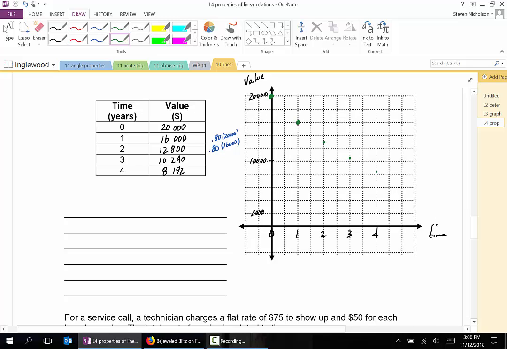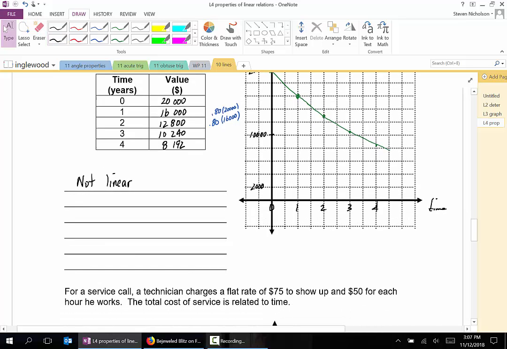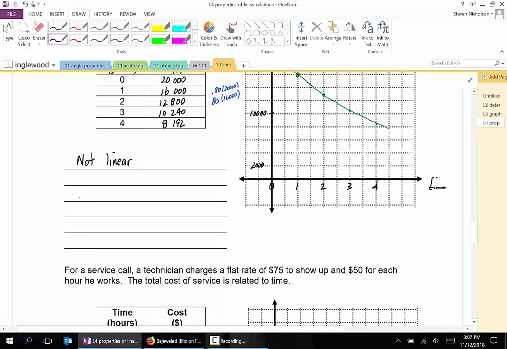And if you looked at that picture, that is not a line. In fact, I'm going to try to connect the dots. But if you put a ruler onto your dots, you're going to absolutely see it is not linear. So this example of this car depreciating, losing value, is not linear. And we can say, well, see the graph.